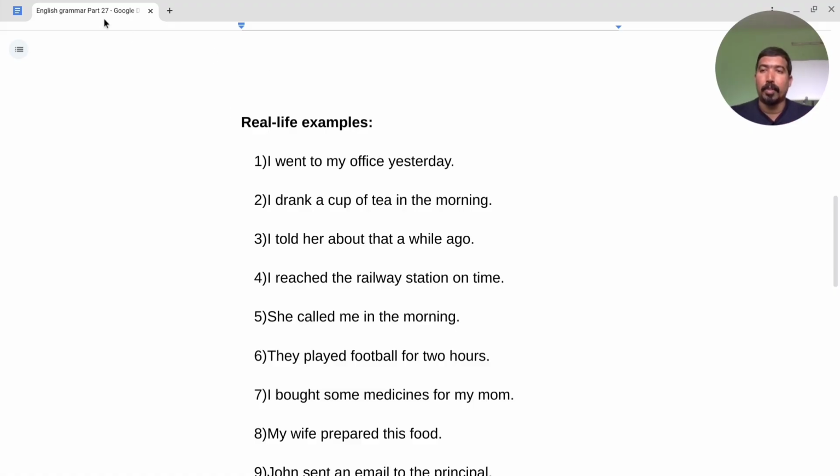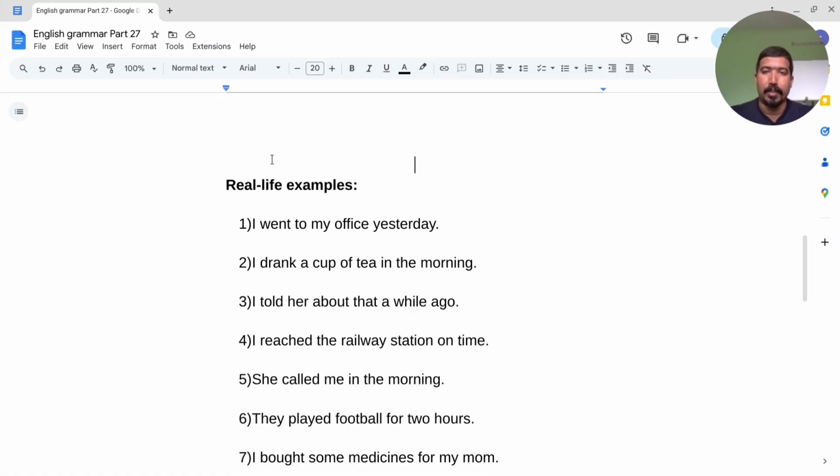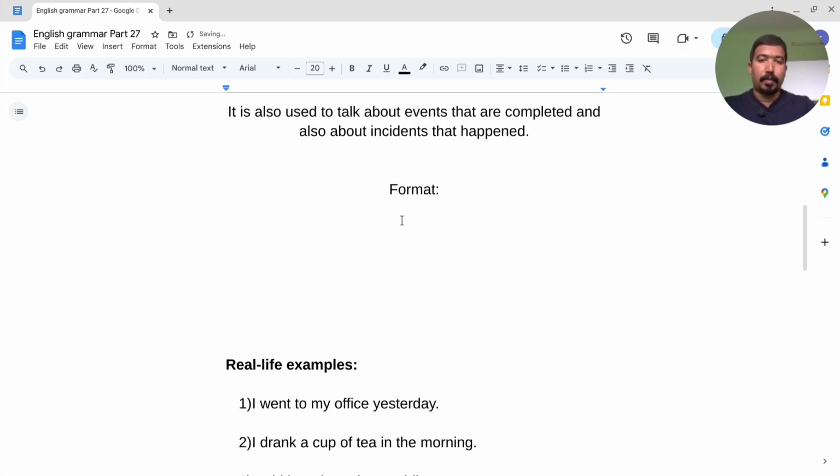So I think I should write the format here. Please give me a few seconds so that I will write the format here. Okay, right here. Give me a few seconds. I will do it right now. What is the format of this?